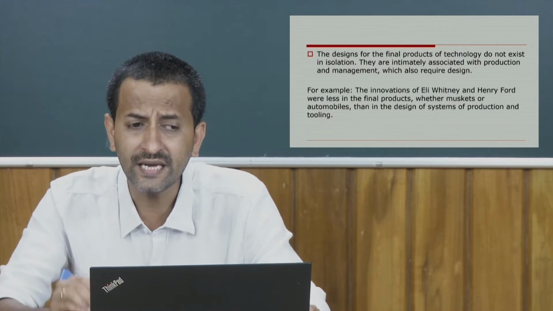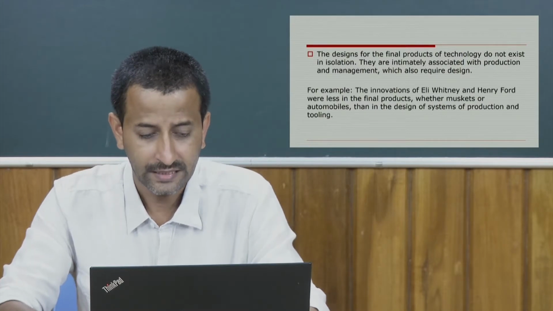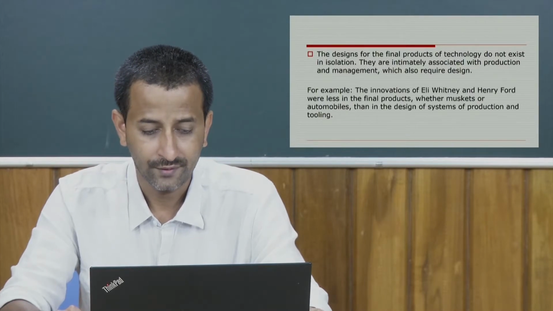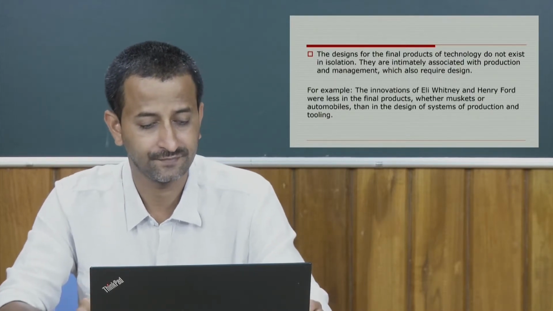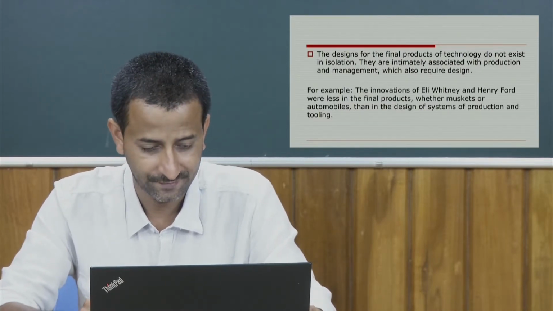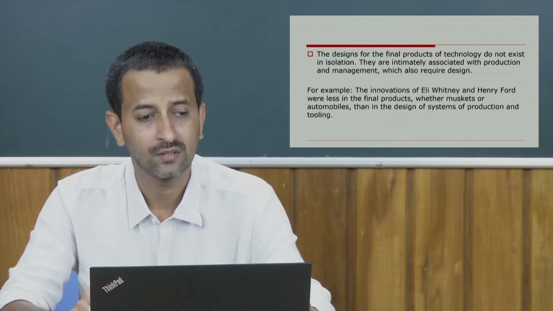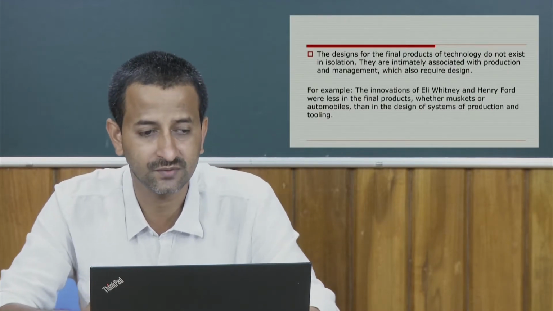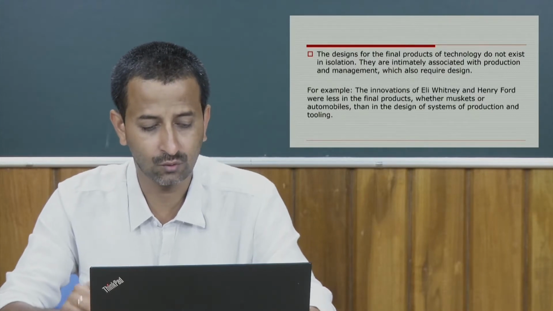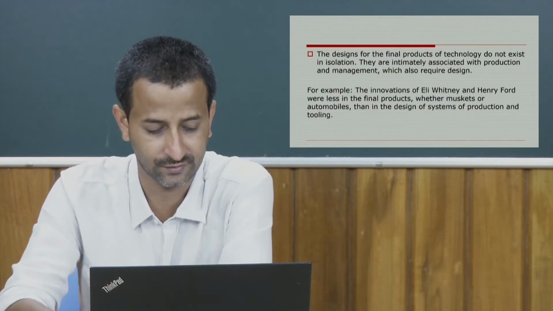Now, the designs for the final products of technology do not exist in isolation. They are intimately associated with production and management, which also require design. For example, the innovations of Whitney and Ford were less in the final products, whether muskets or automobiles, than in the design of systems of production and tooling. Conversely, Leonardo's notebooks appear to contain designs which the technology of his age could not produce.